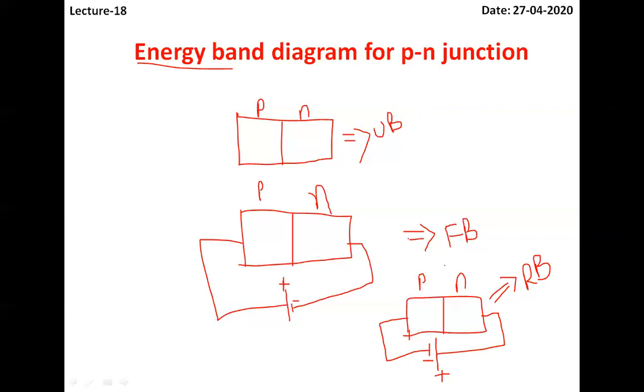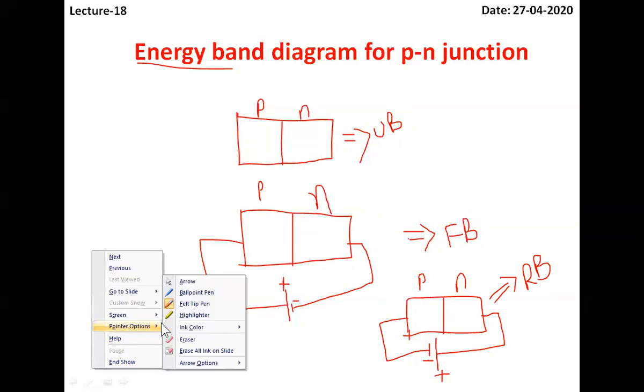Now we are going to see the energy band diagram of the p-n junction under these three conditions. The first condition is the unbiased condition, the second is the forward bias condition, and the third is the reverse bias condition. Now let us try to understand how the energy band diagram will be in these three cases.